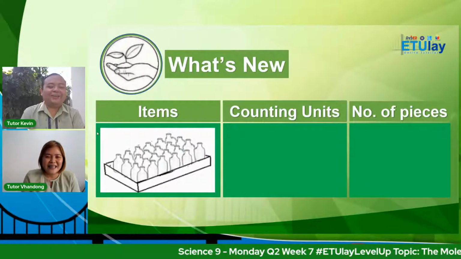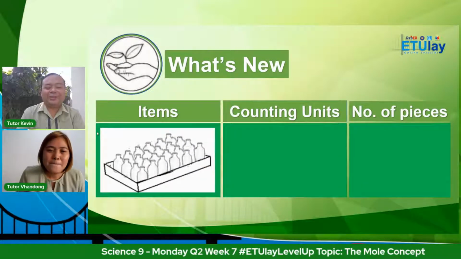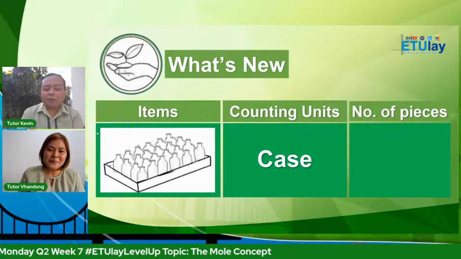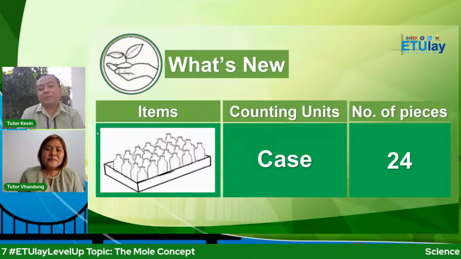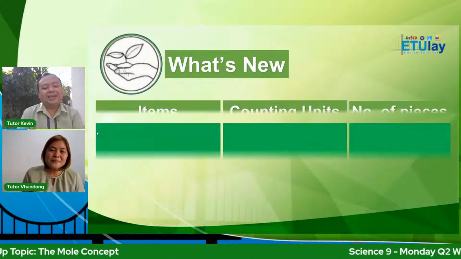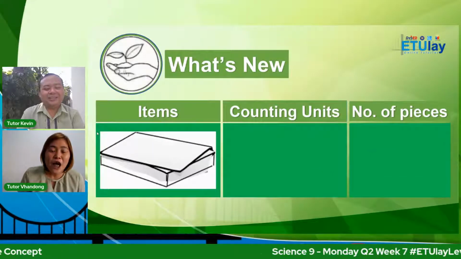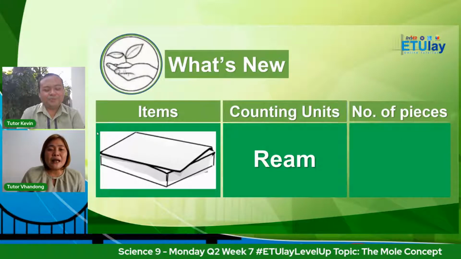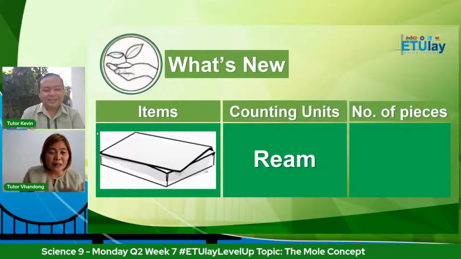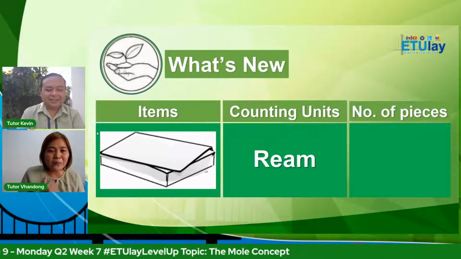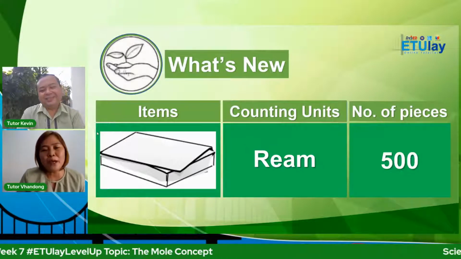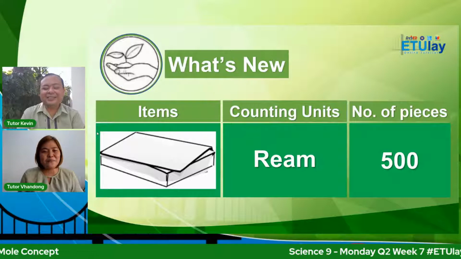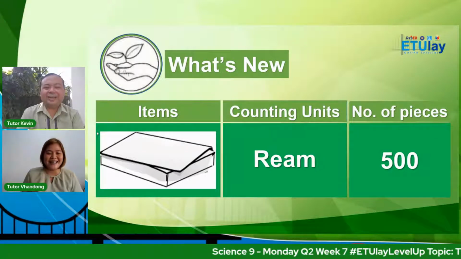Next po ay ito. Sikat na sikat to, Tutor Bandong. Case. Ang isang case ng mga botelya na yan ay 24 pieces. Anong next, Tutor Bandong? Ayan, nakakita ko ng papel, Tutor Kevin. At pagka sinabi nating counting unit, rim, di ba? Bumibili tayo usually para tipid. Isang rim nga po ng bond paper. Ang number of pieces niyan ay 500. Ayan, 500 pieces, isang rim na yan. Ang hirap magbilang, ano?